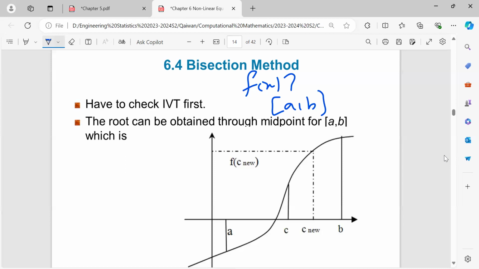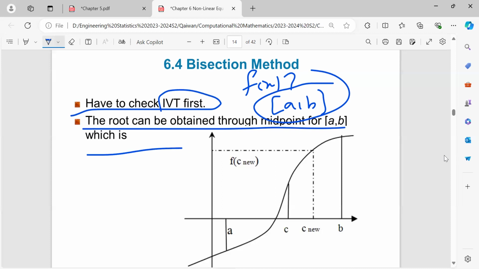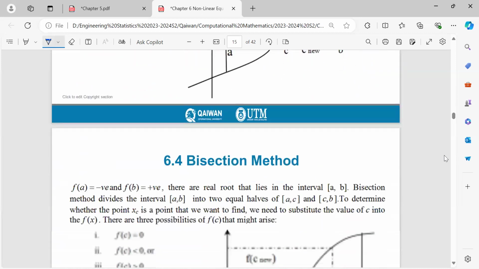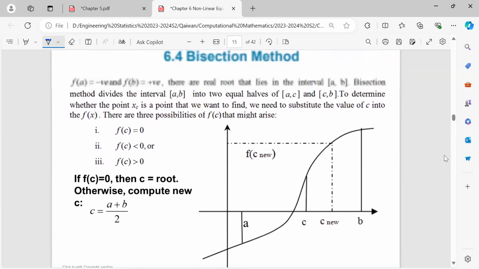We always work in an interval. If this is our initial interval and in that interval we have no solution, we never get the solution. So we have to first check the intermediate value theorem. We must have a solution for the equation in the given interval. And then the root can be obtained through the midpoint of AB. I'm going to tell you the procedure.